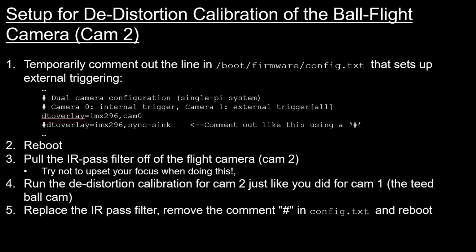Also, you're going to pull the filter that allows only infrared and not visible light off of the flight camera, camera 2. Try not to twist the filter as you do that, because that would upset your focus. Then we're going to run the de-distortion calibration for camera 2, just like you will for camera 1, which we're going to talk about in a moment. And afterward, you can replace the IR filter and go back in and remove the comment in config.txt and reboot, and your PiTrac should be ready to run normally again.